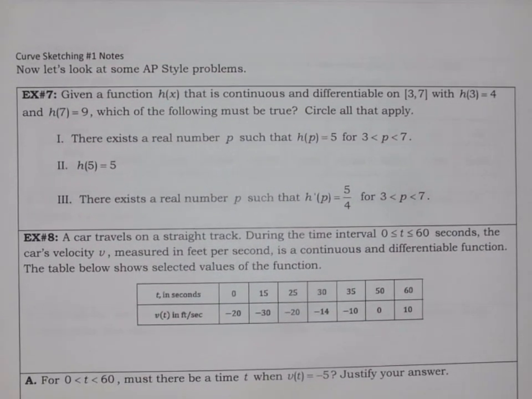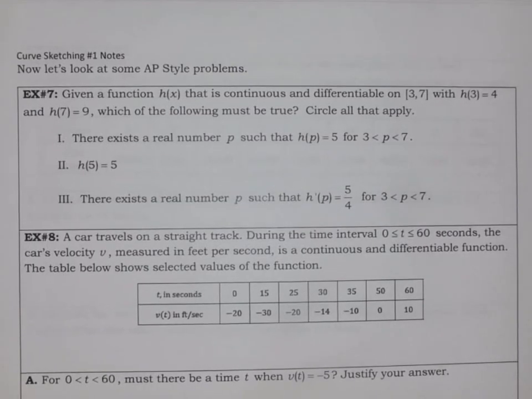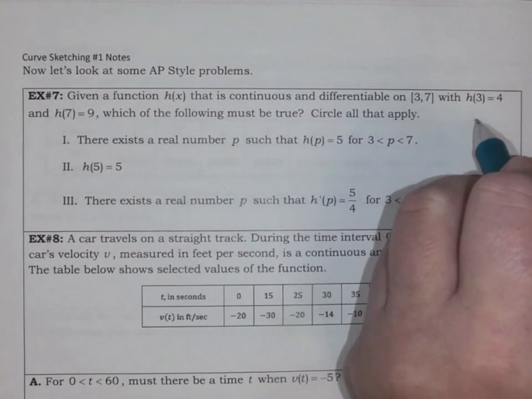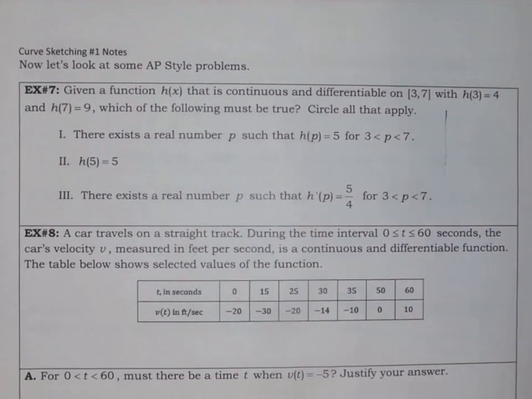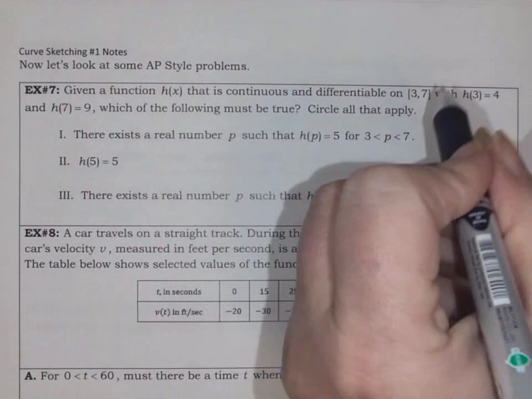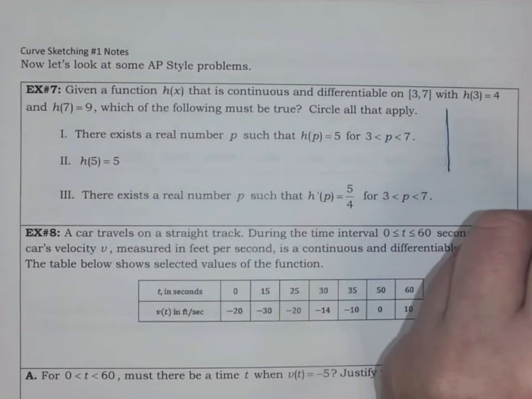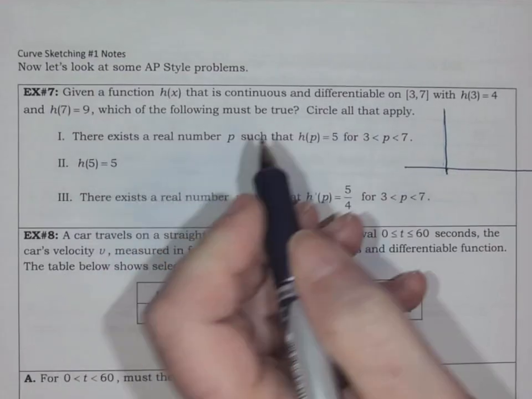So it says, given a function h of x that is continuous and differentiable on 3 to 7, with h of 3 equals 4 and h of 7 equaling 9, which of the following must be true? Circle all that apply. Okay, so what I like to do with these is draw myself a grid and plot my points.